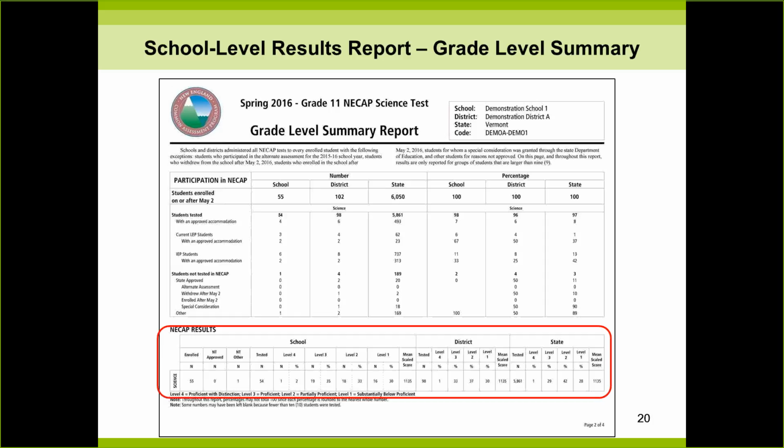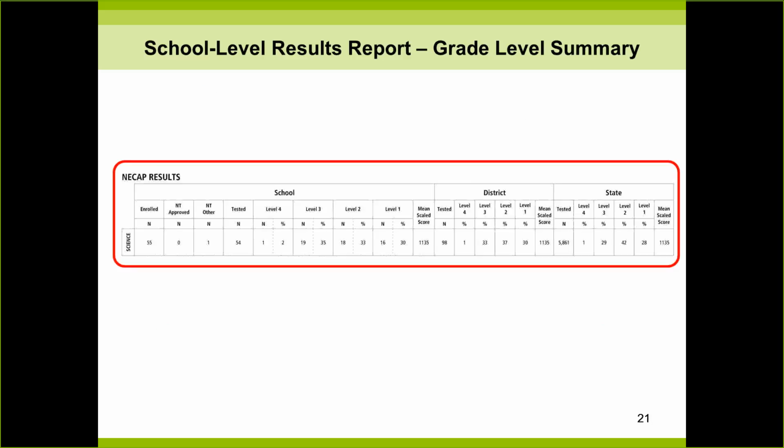Highlighted here is the NECAP results chart from the grade level summary of the school level report. This chart provides a snapshot of achievement level performance across the school, district, and state. In this section, you will see the number of students tested, as well as the numbers of students in each of the 4 achievement levels. As with the participation numbers, the results numbers are presented here for the school, school district, and state.